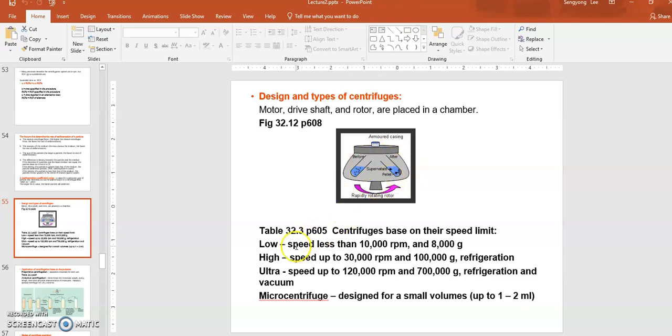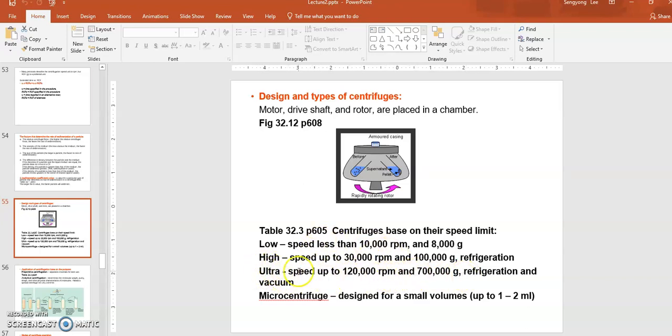Depending on the speed of your centrifuge, you can call them low speed, high speed, or ultra speed centrifuge. Low speed is normally up to about 10,000 RPM, creating about 8,000 G force. High speed is up to about 30,000 RPM, which creates about 100,000 G force. An ultracentrifuge can go up to 120,000 RPM, which is about 700,000 G. So there are various types of centrifuges out there.